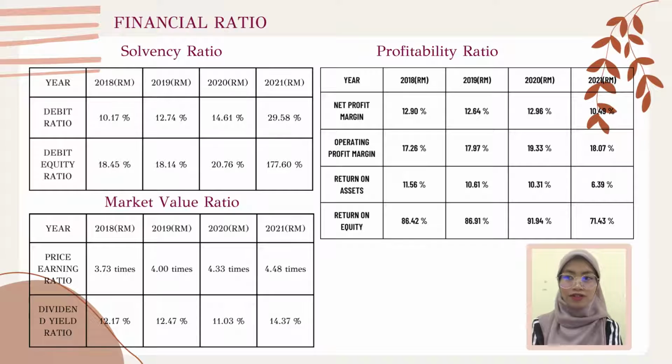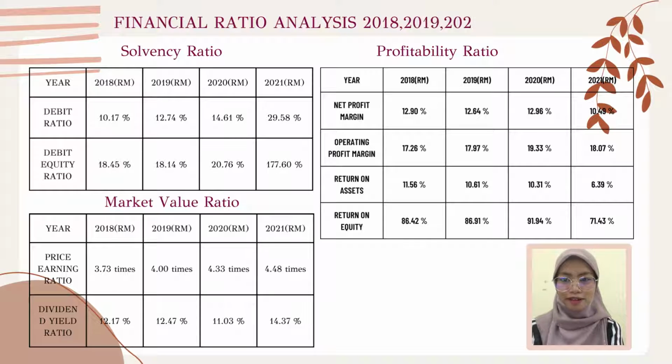Next calculation is for solvency ratio. Debt ratio. Total liability divided by total asset times 100. Debt equity ratio. Long-term liability divided by shareholder equity times 100. Next calculation is profitability ratio. Net profit margin. Profit after tax divided by sales times 100. Operating profit margin. Operating profit divided by sales times 100. Return on sales. Profit after tax divided by total asset times 100. Return on equity. Profit after tax divided by shareholder equity times 100.